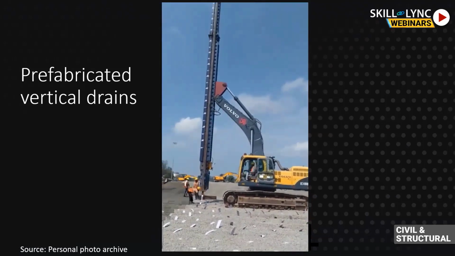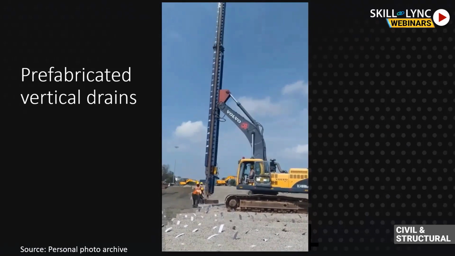And once the mast brings up the prefabricated vertical drain, it is cut to around 0.5 meter to 1 meter length above the ground surface, and then a granular drainage blanket is laid over these prefabricated vertical drains so that the water can easily move out of the surface.